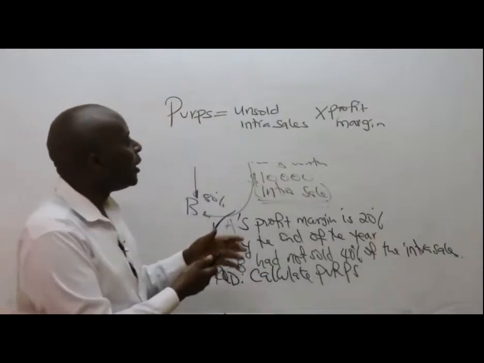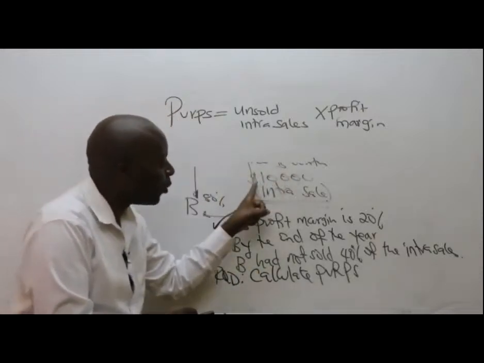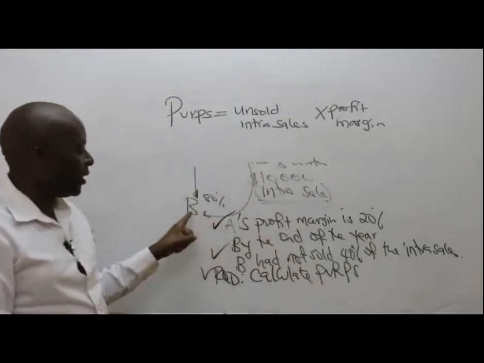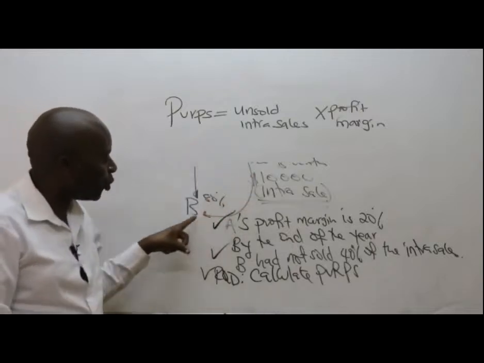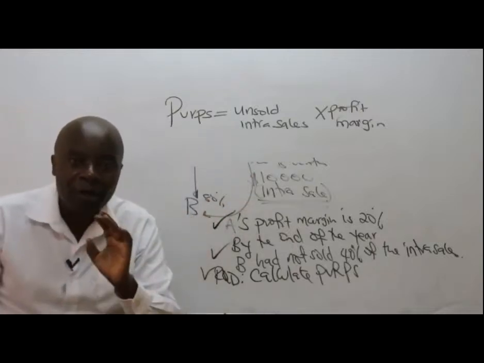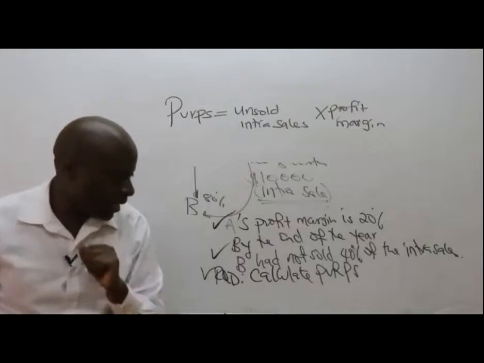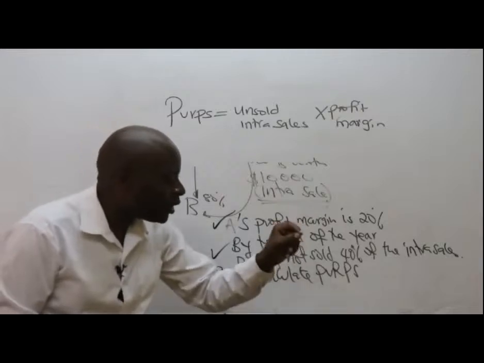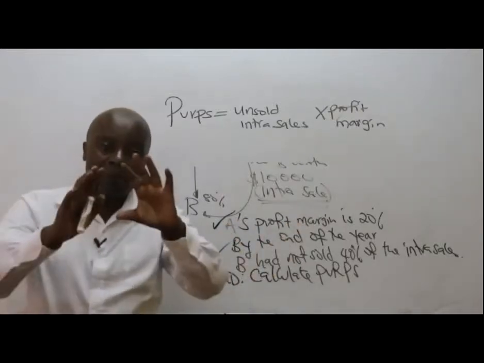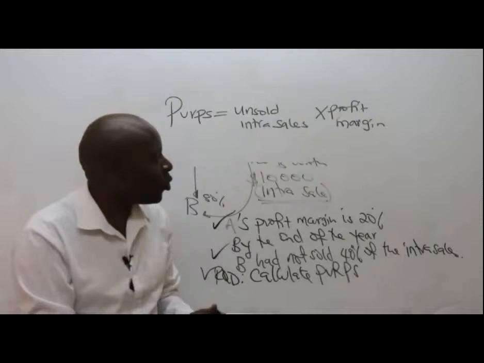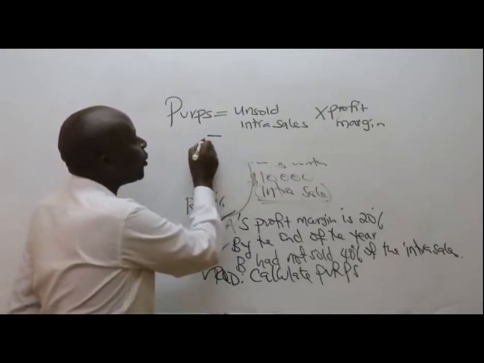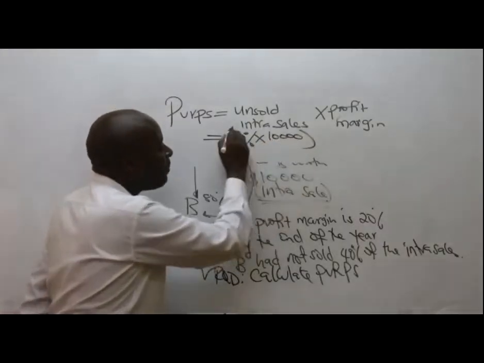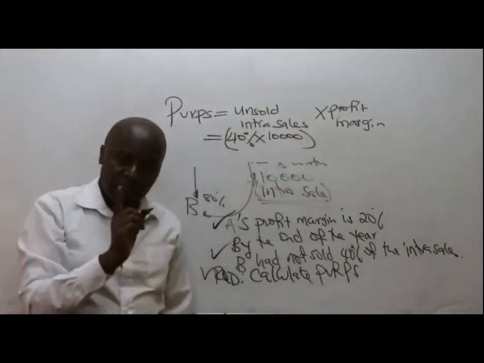What I'll be interested in will be the unsold. Like now here, in total, we sold goods worth 10,000. But by the end of the period, this company that we sold goods to had been able to sell 60%. We are told by the end of the year, B had not sold 40% of the intra sales. So 60% sold, 40% not sold. So the unsold intra sales will be 40% of the 10,000.